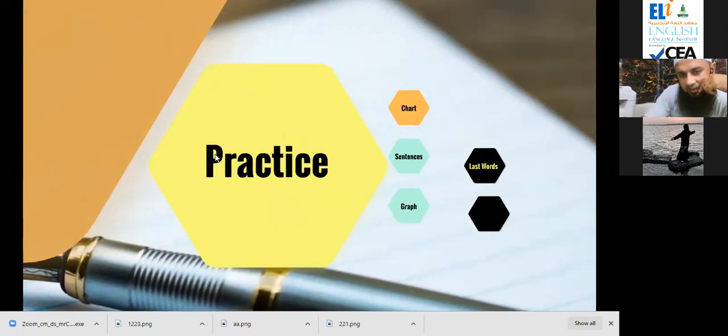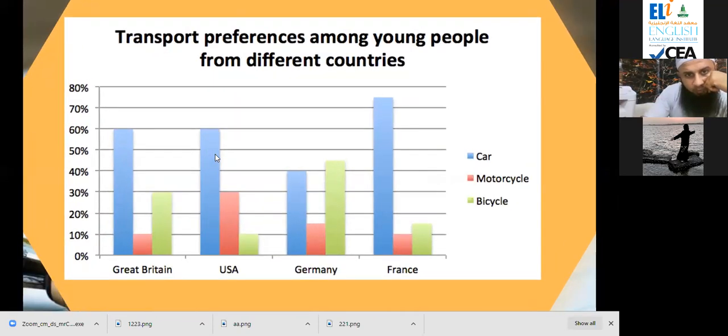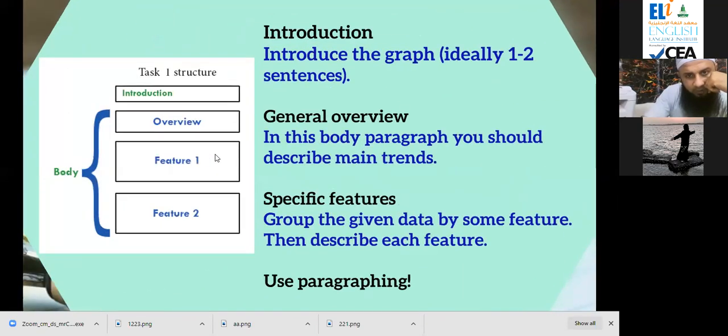After that comes the last thing, practice. Look at this. Transport preferences among young people from different countries: car, motorcycle, bicycle, right? Now I show you something else. Look, first you do the introduction, introduce the graph, ideally 1-2 sentences. As I told you, you rephrase it, and then you write the overview. There's the body paragraph, where you describe main trends, the overview, what you understood. And then the last is specific features.